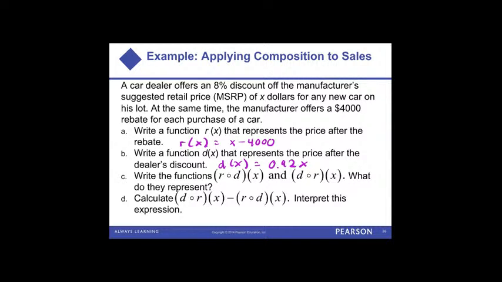All right, guys. Did you have any questions? How is this working out for you? For me so far, I just got the C, and for R of D of x, I got parentheses 0.92x close parentheses squared minus 4,000. I might be wrong.